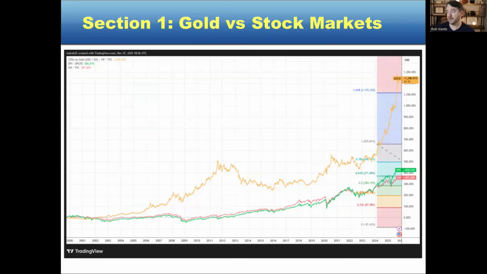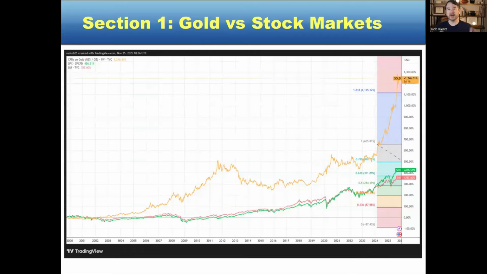As a matter of fact, on the very next chart, I've graphed gold since 2000 versus the S&P and the Dow Jones. The S&P is the green line here, and the Dow Jones is the pinkish line. The Dow Jones is up 357%. The S&P is up 426% since about 2000, while gold is up 1,246%. So it's a multiple of the stock markets.